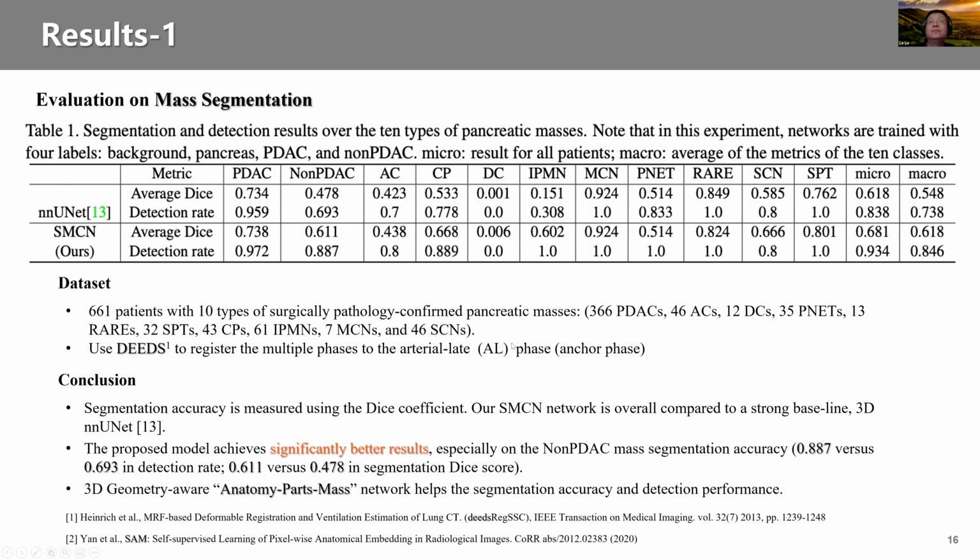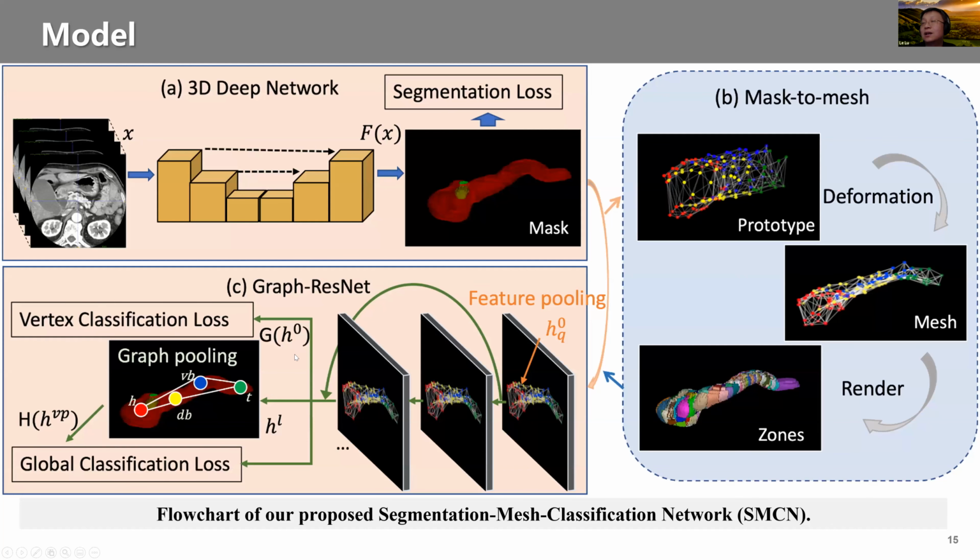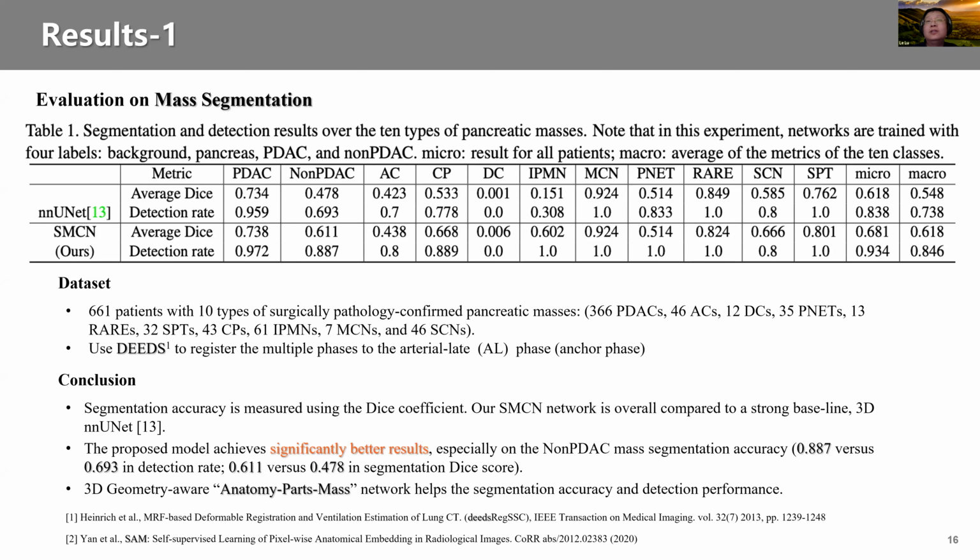Yeah. So I won't talk about just the geometry. This is our main contribution from the technology perspective. It's called SMCN network. This is a new method that will be presented in 2 weeks. Basically, we can significantly increase the detection rate of the non-PDAC. We talk about PDAC being difficult, non-PDAC is even harder. So we increase the detection rate from 0.69 to 0.887. Yeah, so it's much better.